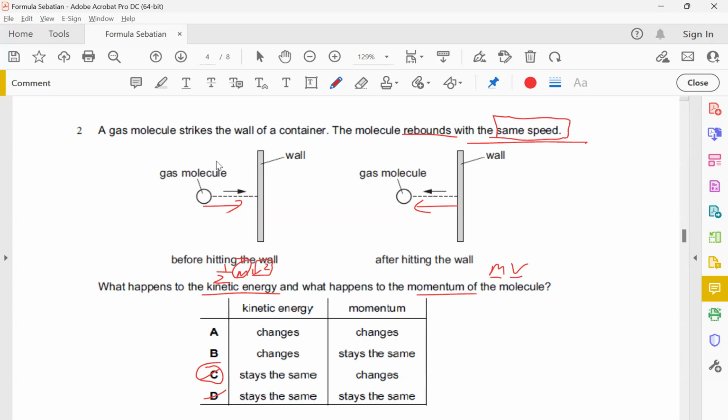From here, we know that this is positive momentum and this is negative momentum. And because one is positive and one is negative, the momentum changes, because momentum is a vector quantity. Energy is a scalar quantity. It only has magnitude only. You got what I mean? Yeah? Xinyan, you understand what I'm talking about?